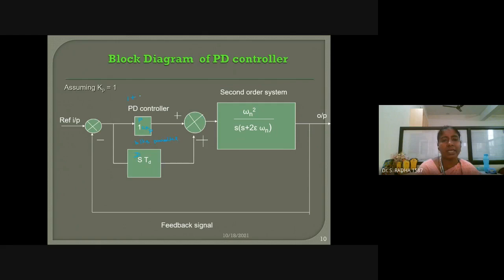So we will have 1 plus s into Td, and this is the block. Instead of these two parallel blocks, you can take a single block, 1 plus s Td. Then these two are blocks in series. This is the open loop transfer function, G of s. Now these two in series means you have to multiply them: 1 plus s Td, then this G of s value. Then the feedback: unity feedback, H of s equal to 1.